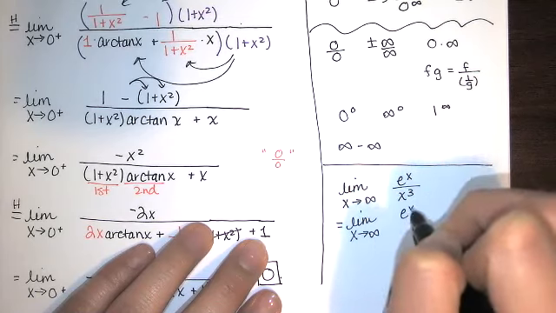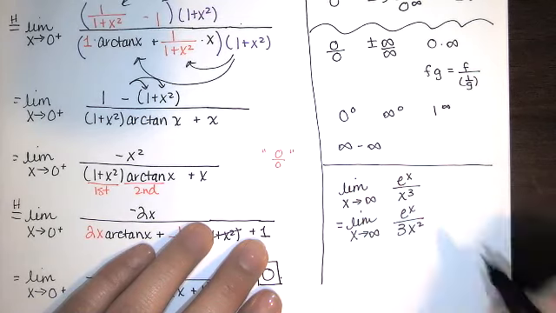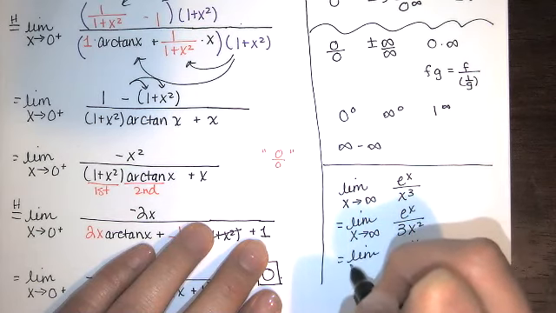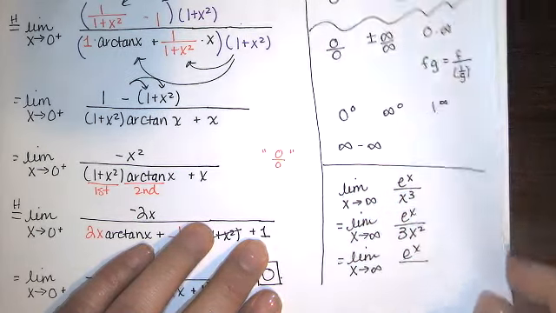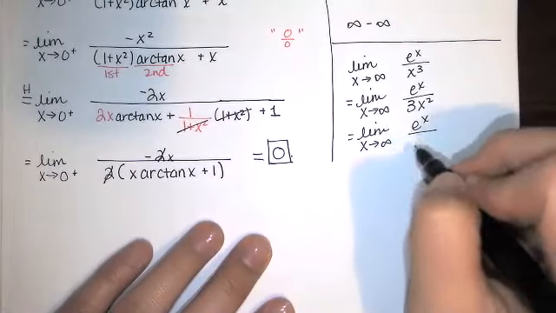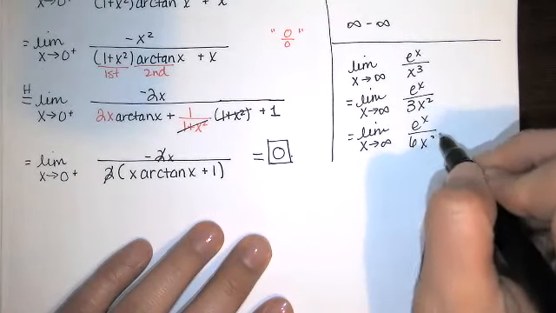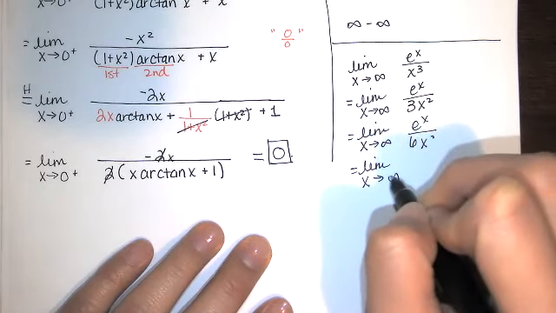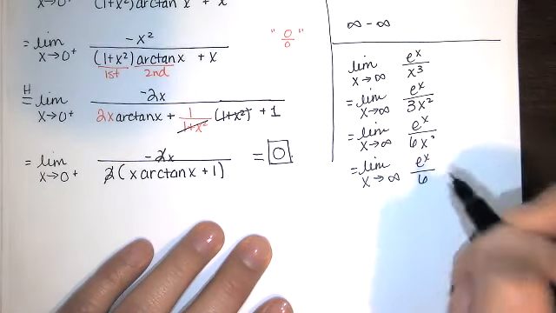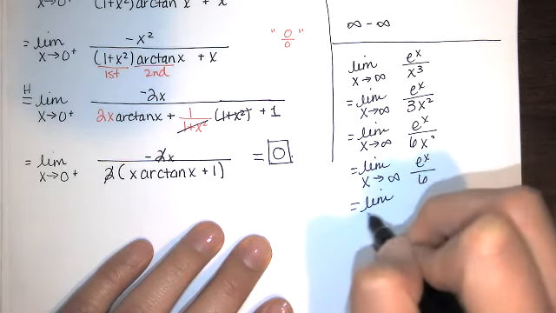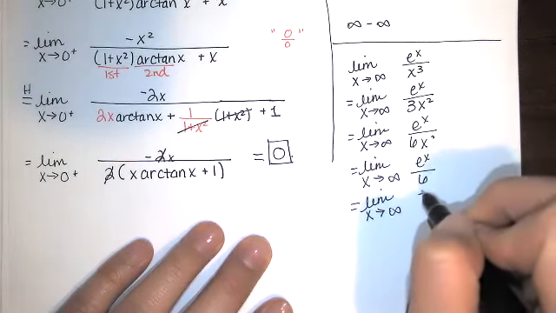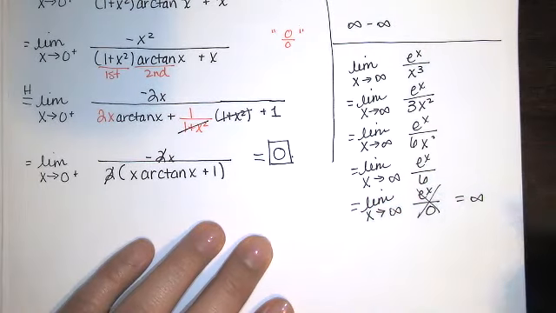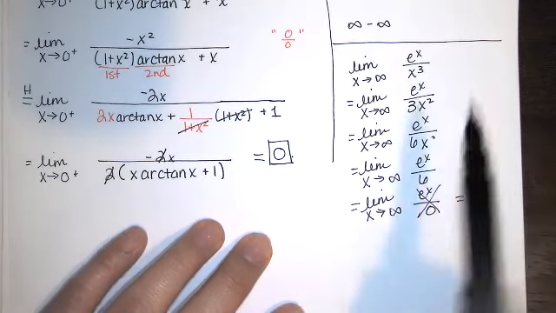So let's take the derivative. And let's take the derivative again. And let's take the derivative again. And let's take the derivative again. Of course, you don't want to divide by 0, but you get the idea.